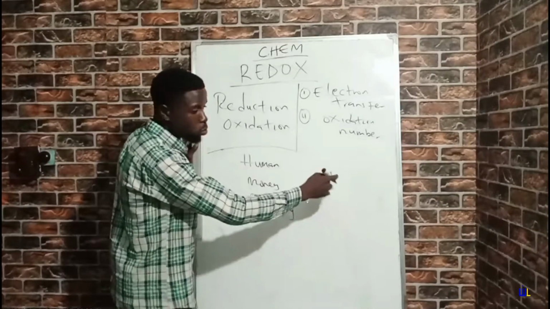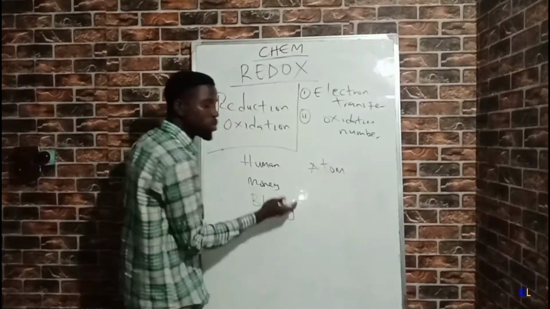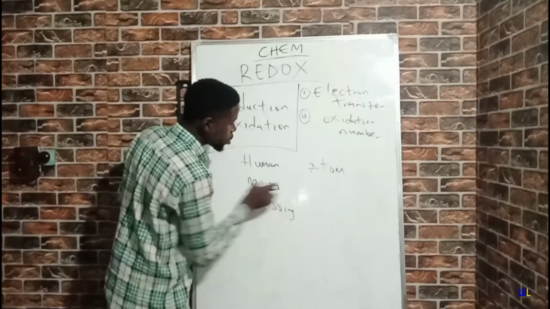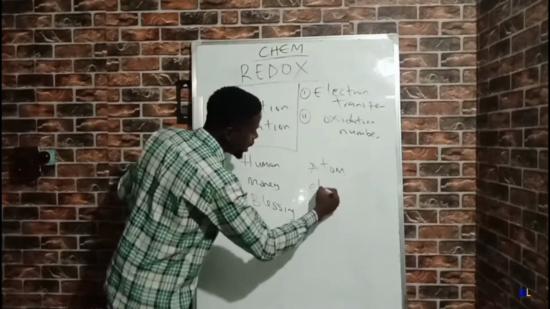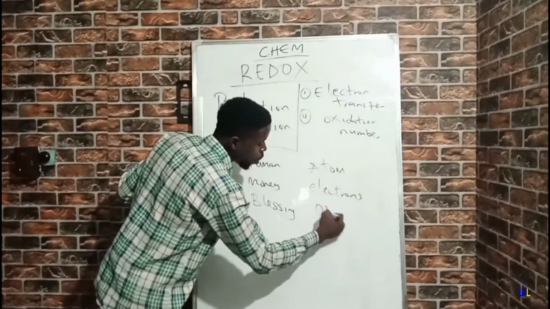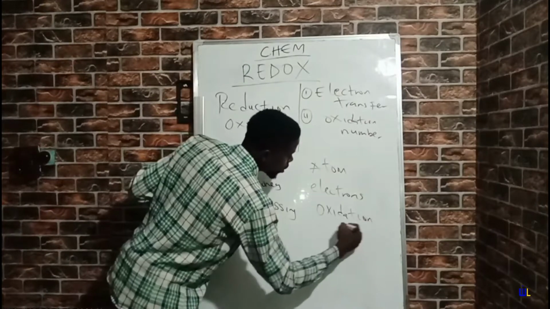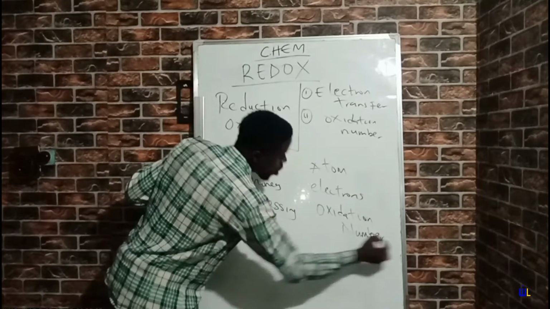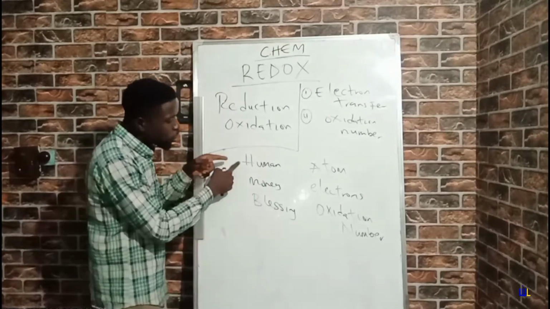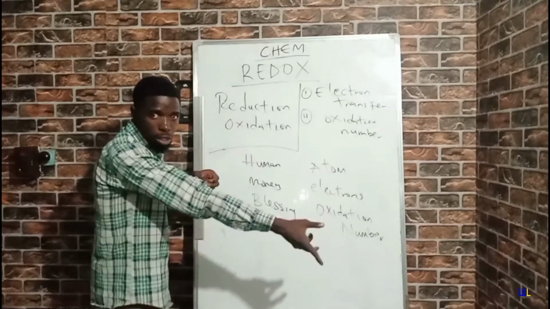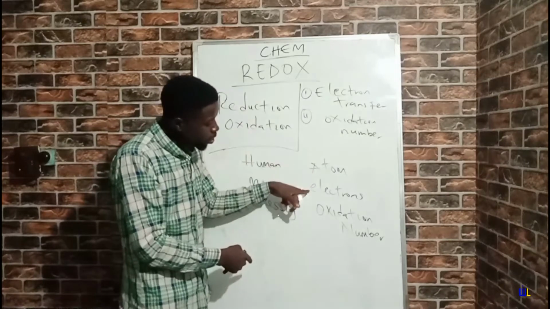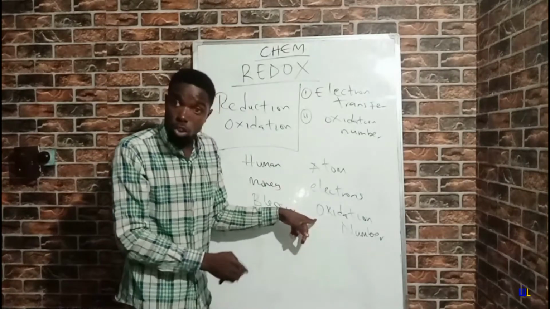Now, with respect to the atoms, what you have is the atom. The atom is analogous to the human in this illustration. What does the atom give? It doesn't give money, it gives electrons. And what is the blessing of an atom? Oxidation number. Okay, now with that said, my illustration: whenever a human loses or gives money, the blessing of the human increases. In that same way, if an atom gives electrons, the oxidation number increases.